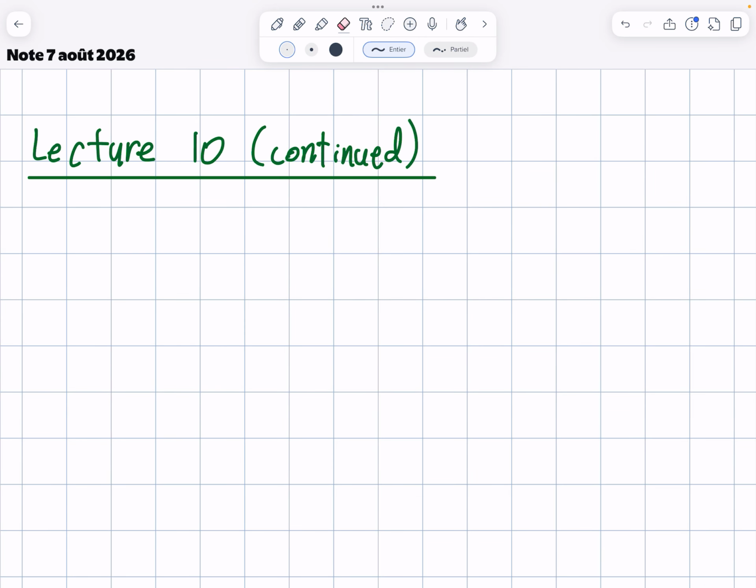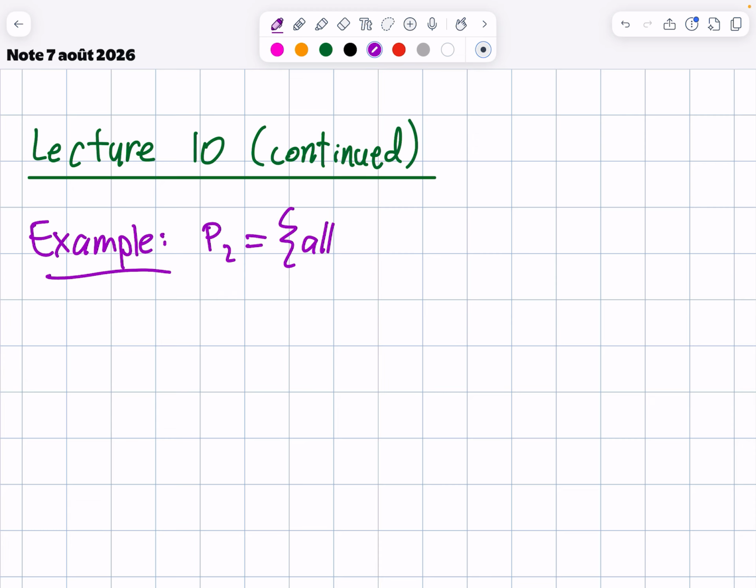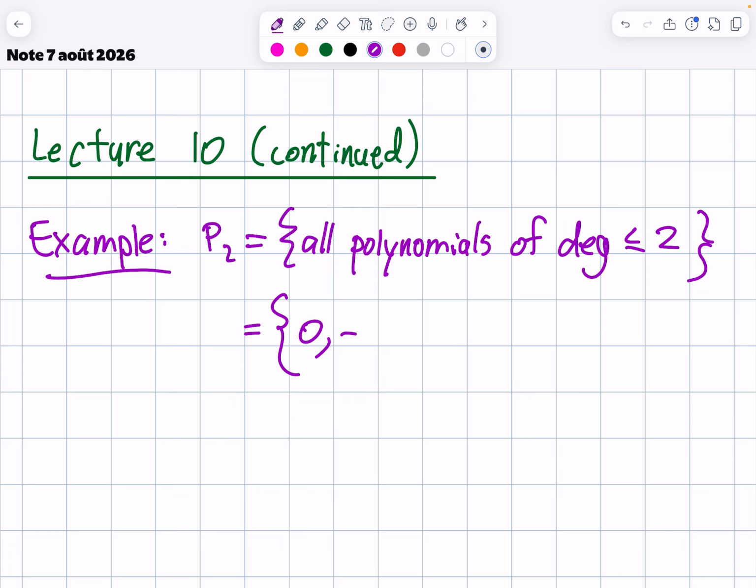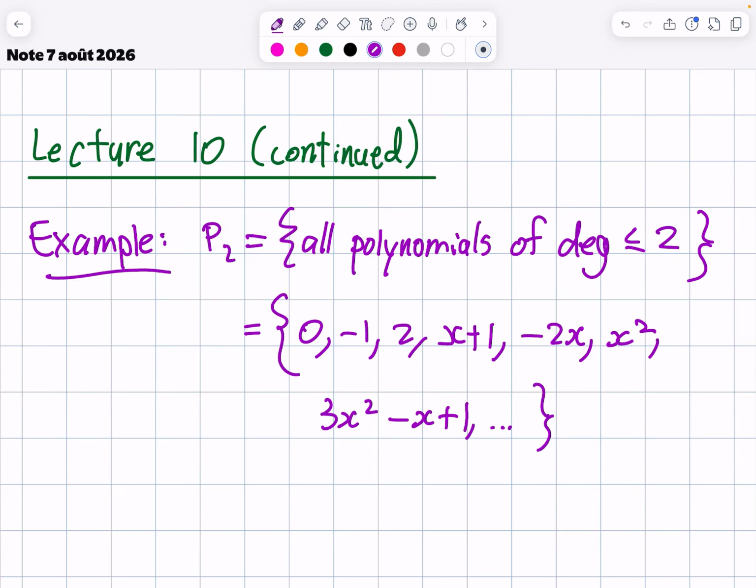Okay, guys, let's just carry on where we were last lecture. So we were doing this example. And here the example is the vector space P2 of all polynomials of degree less than or equal to 2. So just for instance, those would contain all the constant polynomials, all linear polynomials, and all quadratic polynomials, etc. Okay, so this is the vector space we're looking at.